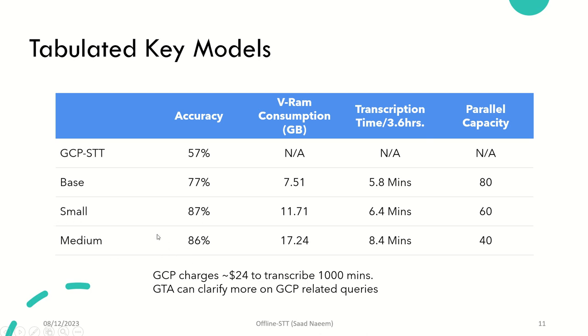For the model sizes, the medium takes about 1.45 GB, and the smaller one takes less than 1.4. That's why you are able to see that they are faster: there are fewer parameters to work with during the forward pass and inferencing, and that's why they are able to handle more calls in parallel. Here are some charges that I can list: they charge $24 to transcribe 1000 minutes, but I think GTA have worked more extensively on that, so they can give more accurate costing. This is just what the Google console was showing to me.